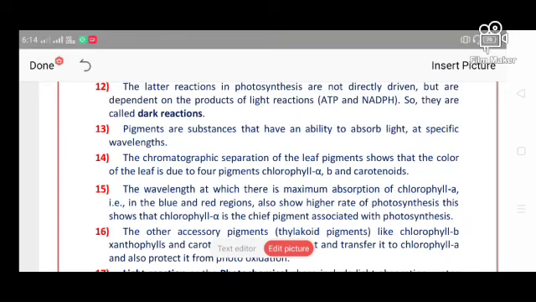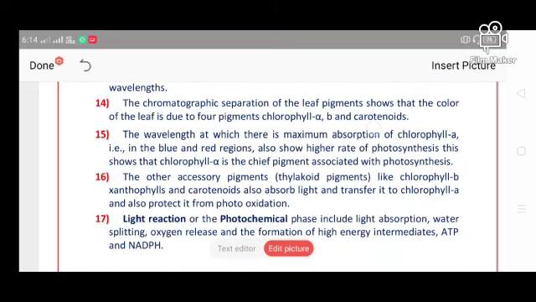The wavelengths at which there is maximum absorption by chlorophyll a are the blue and red regions. So you have to remember this thing, the blue and red regions are the maximum absorption regions for this color of light. So blue and red color is very much essential, where the maximum absorption of light occurs.